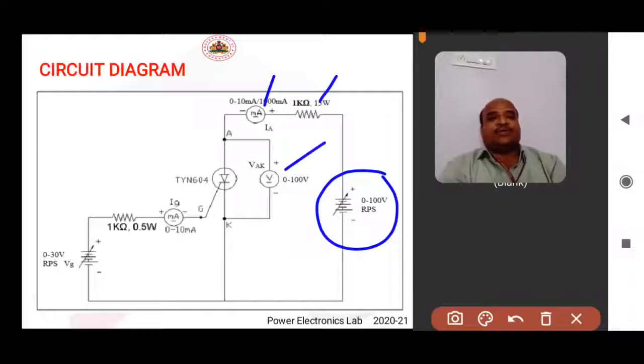Now this is the voltmeter, 0 to 100 volts, which is connected across anode and cathode to measure the voltage across anode and cathode. Now this is the ammeter to measure the gate current. Now this one is the gate voltage applied between the gate and cathode.